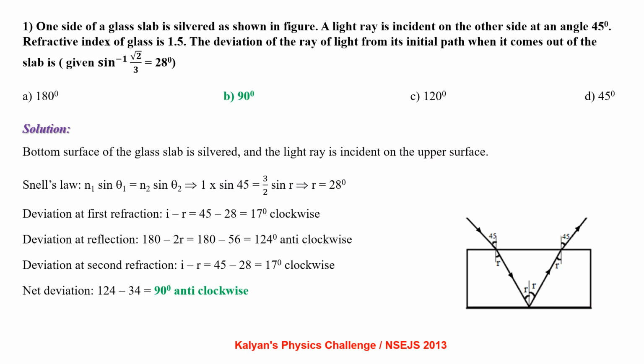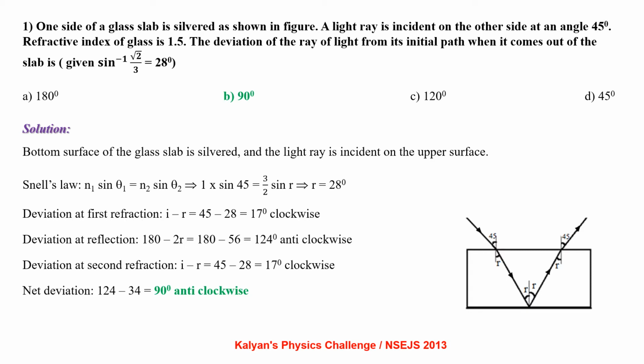One side of a glass slab is silvered as shown in figure. A light ray is incident on the other side at an angle 45 degrees. Refractive index of glass is 1.5. The deviation of the ray of light from its initial path when it comes out of the glass slab is, given sin inverse root 2 by 3 is 28 degrees.